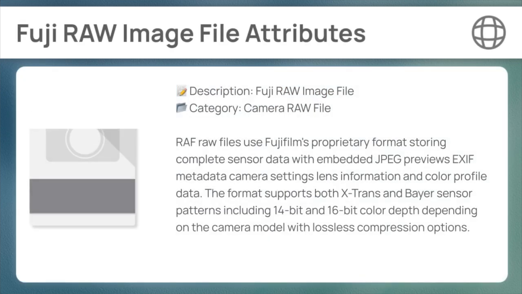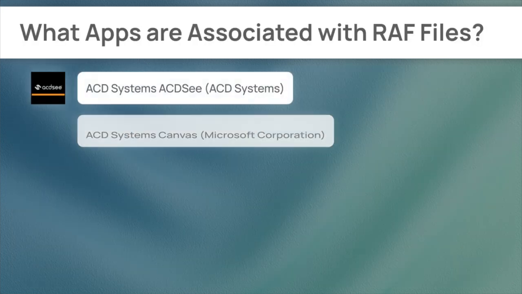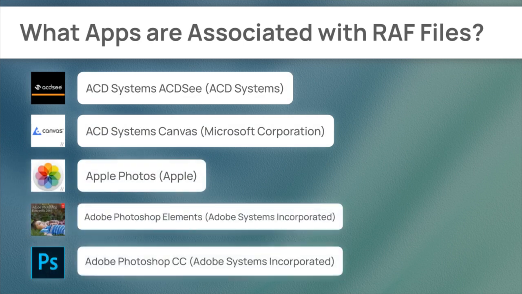RAF RAW files use Fujifilm's proprietary format, storing complete sensor data with embedded JPEG previews, EXIF metadata, camera settings, lens information, and color profile data. The format supports both X-Trans and Bayer sensor patterns, including 14-bit and 16-bit color depth, depending on the camera model, with lossless compression options. Windows registers the RAF file as an opener for ACD Systems ACDSE developed by ACD Systems.